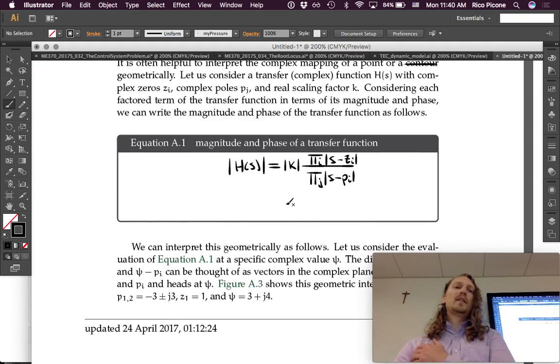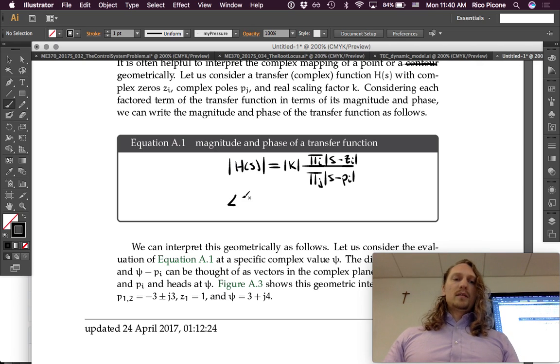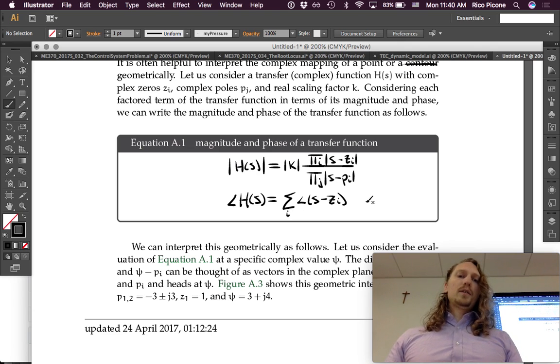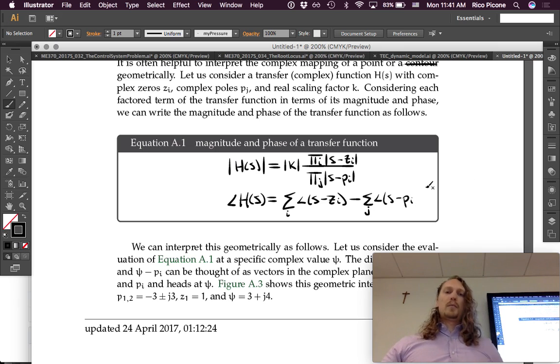All right, so this is the magnitude and phase of the transfer function. The magnitude can be written like this. The phase can be written as the sum of all of the s minus zi angles, minus the sum of all of the s minus pj angles.